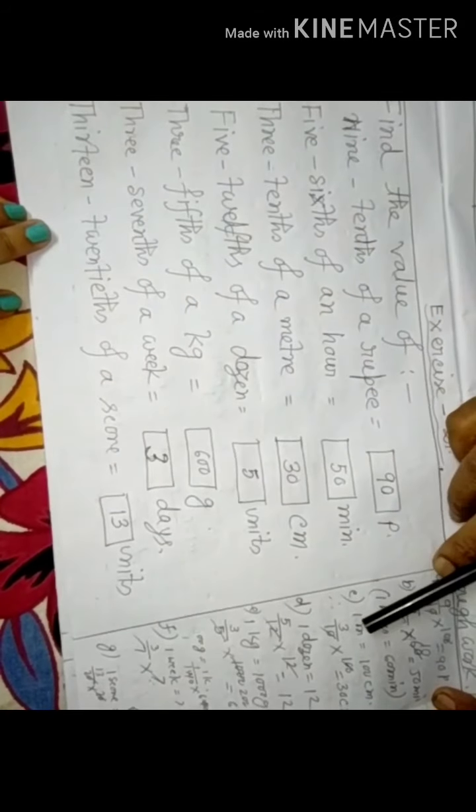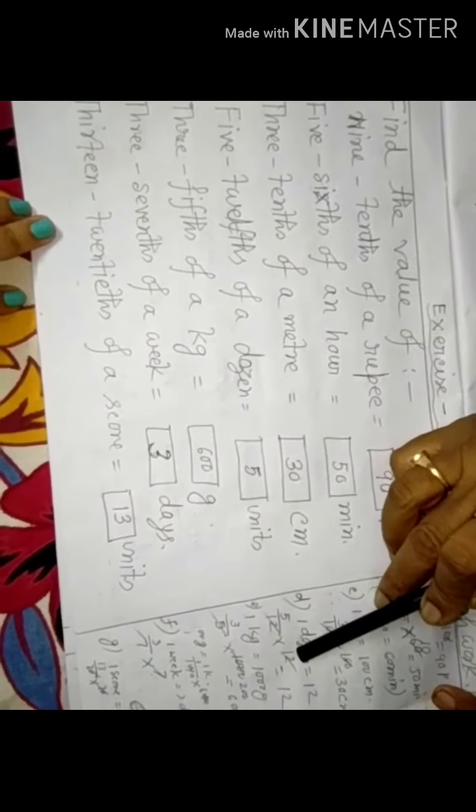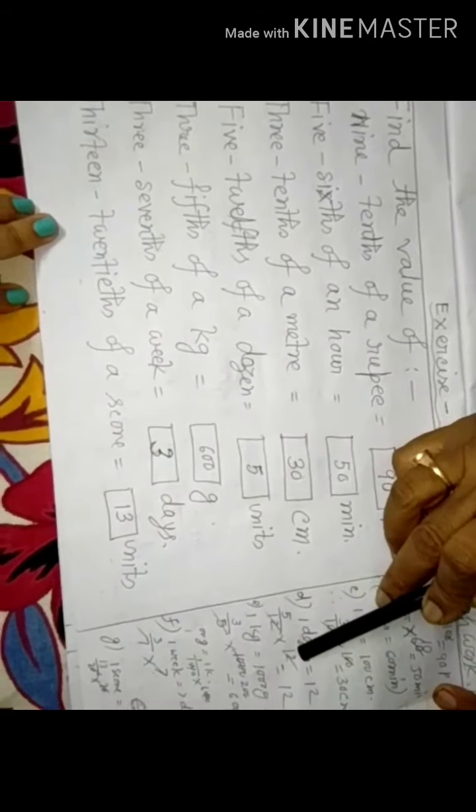5/12 of a dozen. 1 dozen equal to 12. So 5/12 into 12 is 5 units. 3/5 of a kg. 1 kg equal to 1000 grams. So 3/5 into 1000: 5 twos are 10, so 3 twos are 6, 600 grams. 3/7 of a week. 1 week equal to 7 days. So 3/7 into 7 is 3 days.